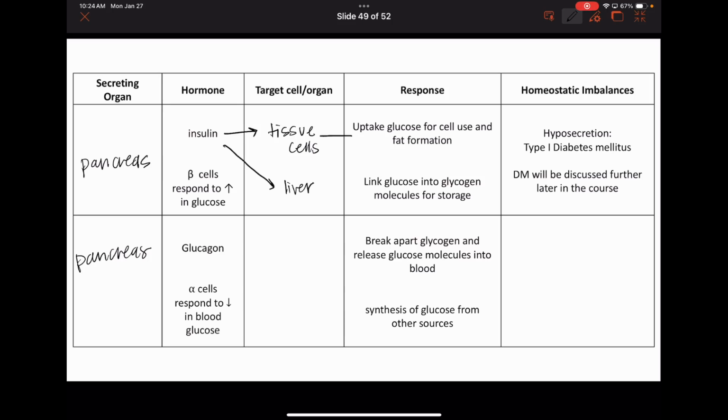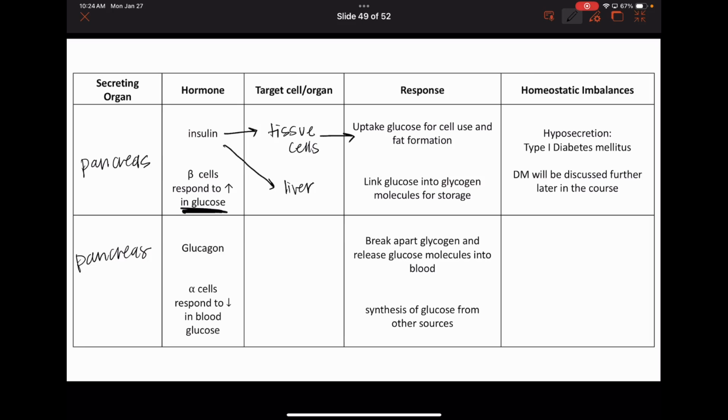At the tissue cells, it's going to cause our tissue cells to uptake glucose. So there's extra glucose in the blood, right? Because insulin is released when we have an increase in blood glucose. So our tissue cells are going to uptake that extra glucose either for cell use, or if they don't need it, they'll form fat, okay? And they'll deposit fat as what kind of tissue? It's fat, adipose, okay? So they'll store it as adipose tissue.